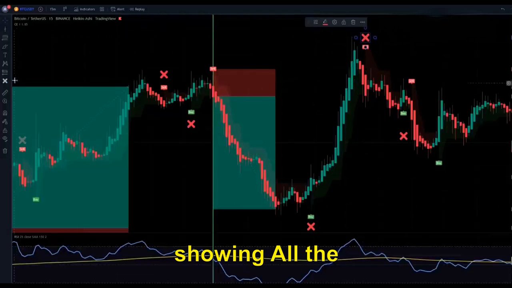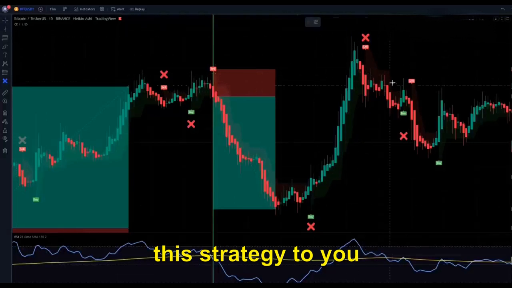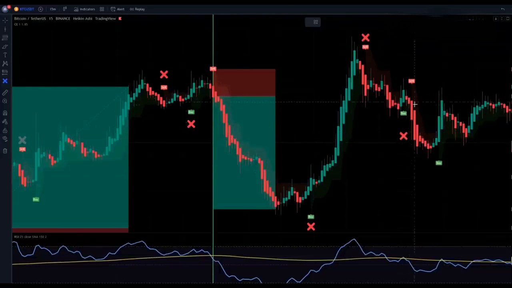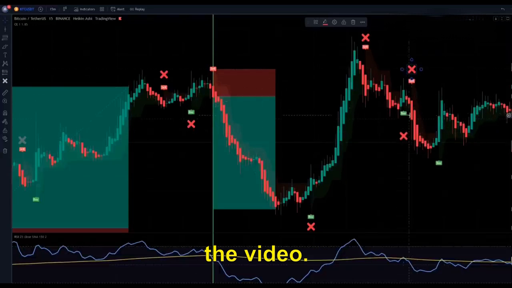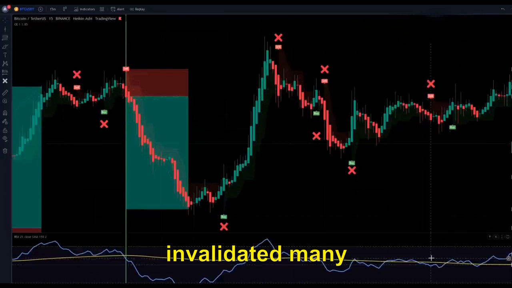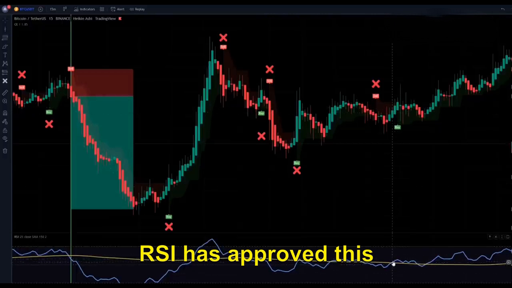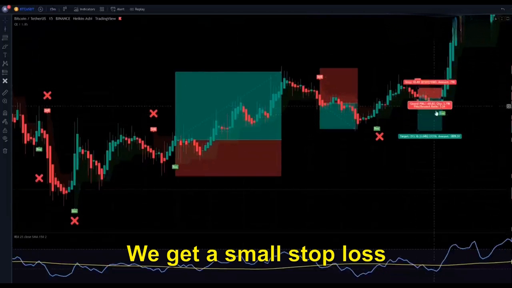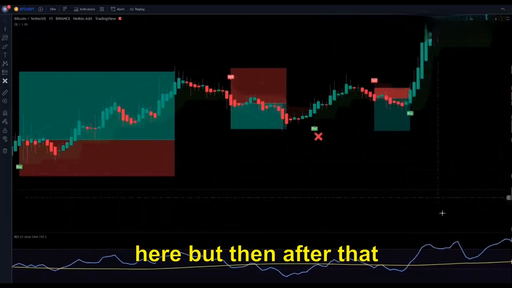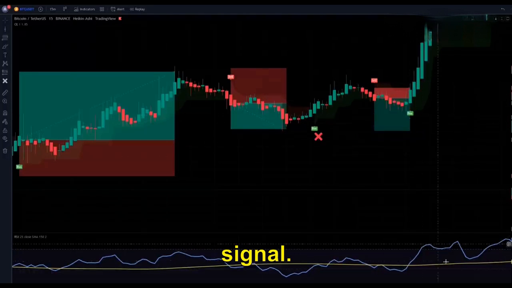I'm explaining and showing all the important points of this strategy to you guys step by step, as I've said at the start of the video. Till here, RSI has invalidated many signals, but this time RSI has approved this buy signal. We hit a small stop loss here, but then after that we receive a valid signal.